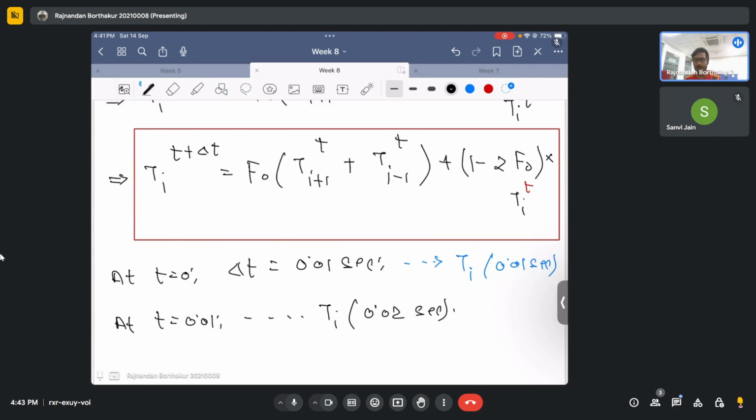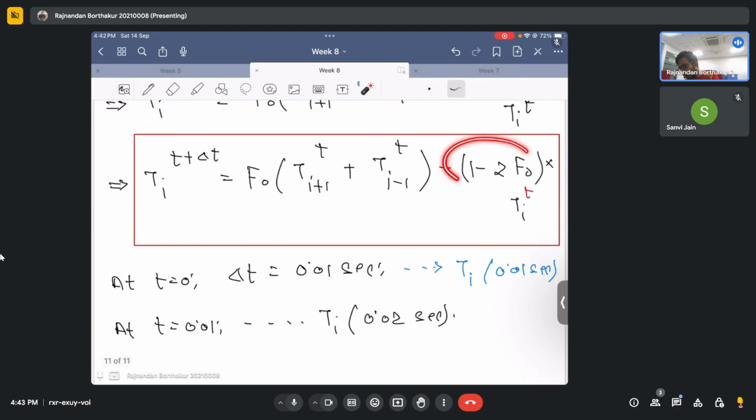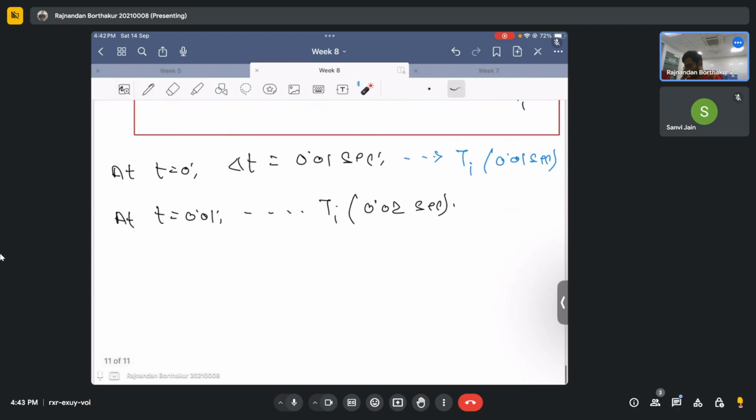So this explicit method has certain limitations. Since this is just a marching problem, I will not go into the details of this limitation, but you need to understand that this explicit method works well when this 1 minus 2 times the Fourier number, okay, one second, I'm just writing it correctly.